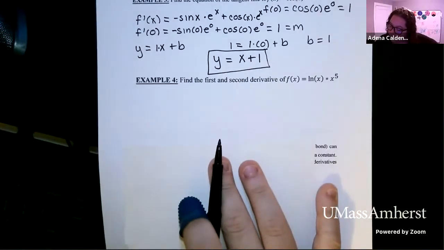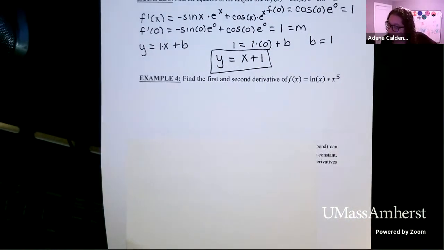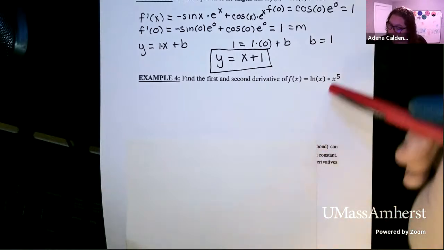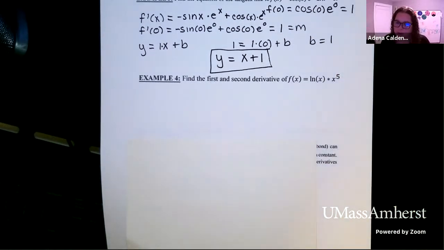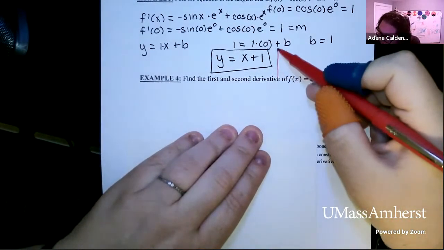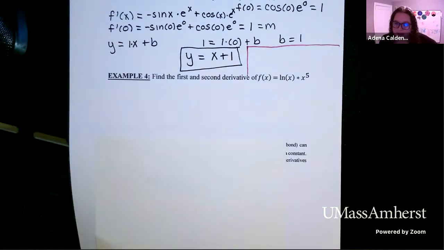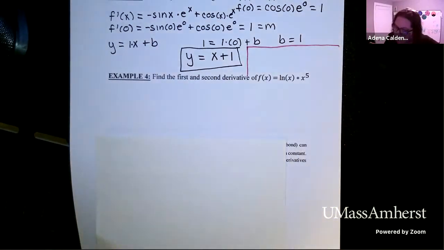For number 4, we're looking to find the first and second derivative of ln x times x to the 5th. So here I can see already that it's going to be a product rule because I can draw a line right in between my two functions. I have two functions multiplied together. Now, I'm going to draw a little block up here to use a little more space because I clearly didn't leave myself enough space here.